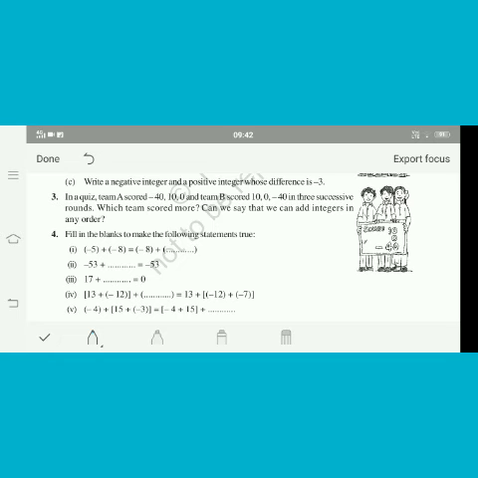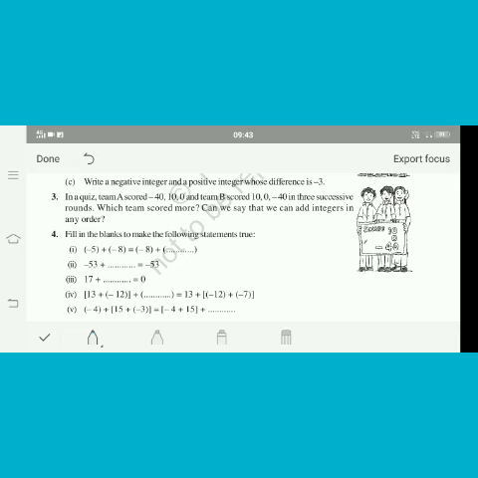So the question number 3: 17 plus dash will give us 0. So 17 plus dash will give us the solution 0. So 17 plus what will give us 0? I think I have done this before. 17 plus dash will give us 0.